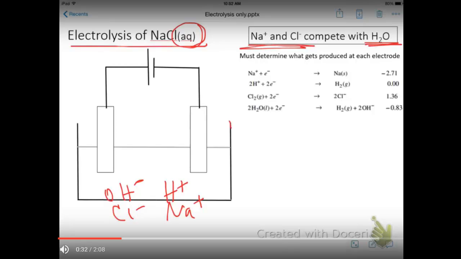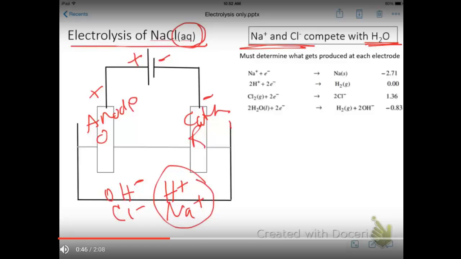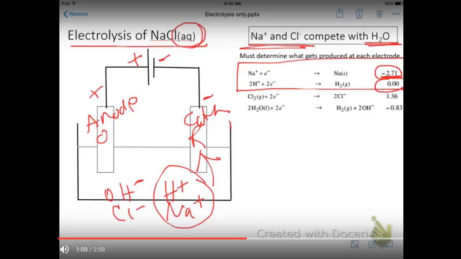So let's orient ourselves. Here's the positive side of the battery and the negative side. Okay, so this is my anode. It's where oxidation takes place. This is my cathode. This is where reduction takes place. So my positive ions are going to be attracted to my negative electrode. So we're going to take a look at both reductions, and here they are, hydrogen becoming hydrogen gas, and the sodium ion becoming sodium. And you can see the reduction for sodium ion to sodium metal is very unfavorable. So what's going to happen is the hydrogen will get reduced instead.